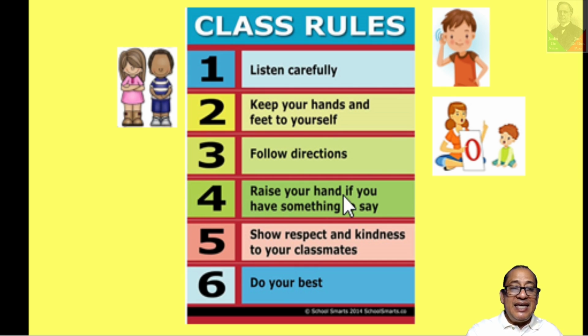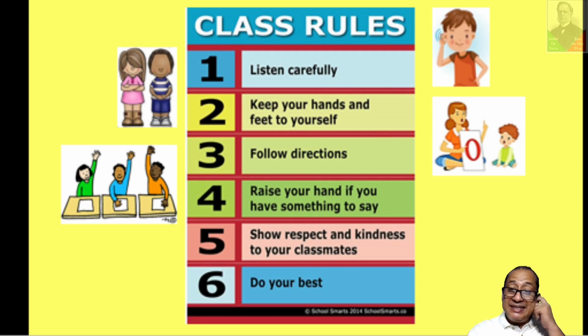Raise your hand if you have something to say. Do you remember? Raise your hand if you have something to say. That's it. Levanta la mano si tienes algo que decir. Okay? Repeat, please. Raise your hand. Very good. If you have something to say. Si tienes algo que decir, levanta la mano. What's next?